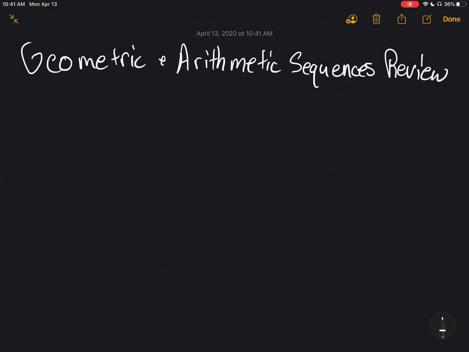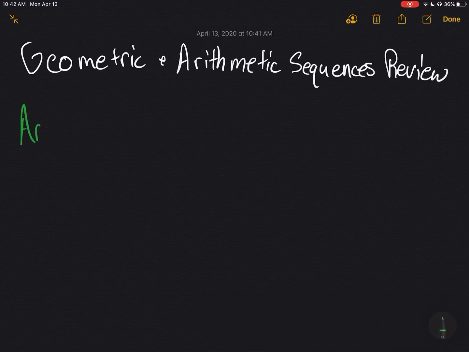Okay, so I was asked to make a quick review on geometric and arithmetic sequence formulas, so explicit and recursive. My goal is to make this pretty quick and straightforward. So we're going to review arithmetic and geometric sequences and then two formulas associated with those, so recursive as well as explicit. Okay, so let's start with arithmetic.